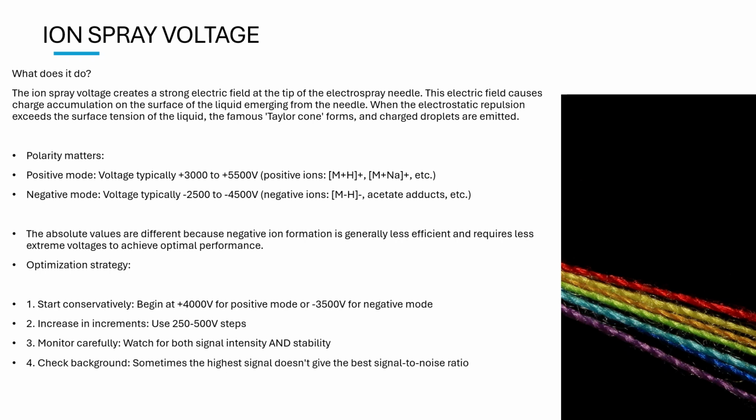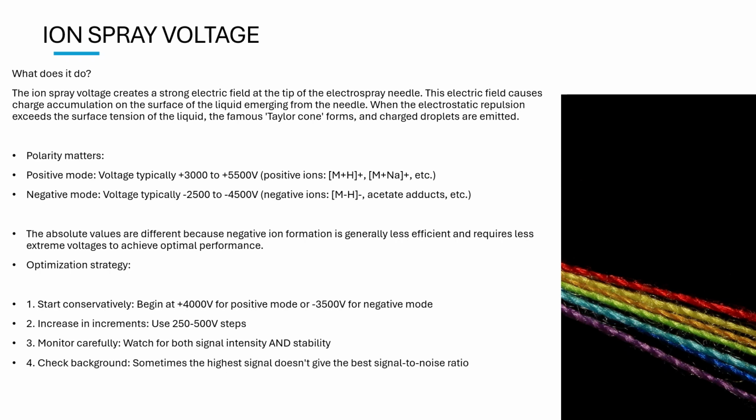Now let's see what happens at different voltages. If you provide less voltage, then there would be insufficient charge on droplets, poor spray formation, low sensitivity, and unstable spray. At the optimal range, you'll find stable Taylor cone formation, maximum analyte ion production, best signal to noise ratio. And if it's too high, the gas phase discharge can destroy your analyte ions. There would be an increase in background noise and potential damage to the source.